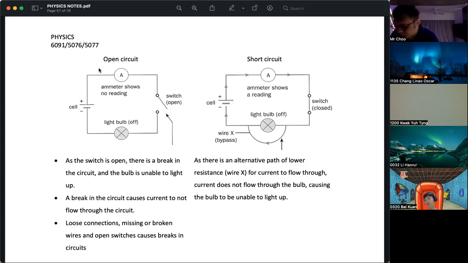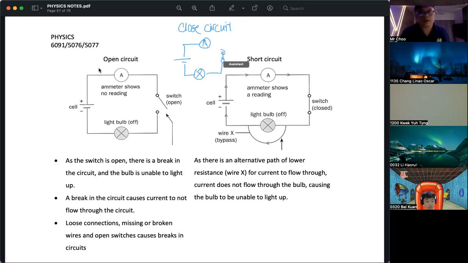Let me show you what a closed circuit is. A closed circuit you all learned before. It will be something like this. I'll draw exactly the same thing. Can you see over here? This is the cell or the battery. It provides the energy for the whole circuit to run. In the whole circuit there's no gap. This is a closed circuit and the light bulb will light up. Is that clear? So in a closed circuit, the light bulb will light up.